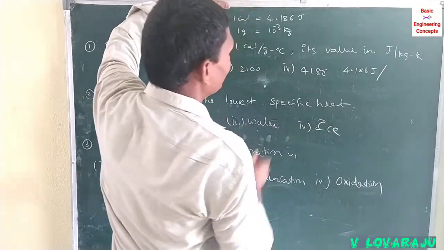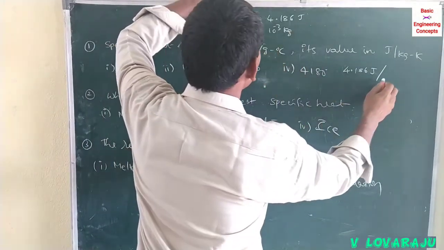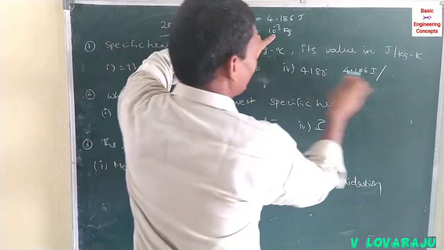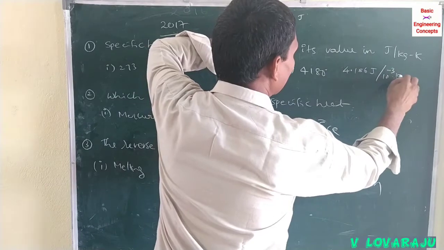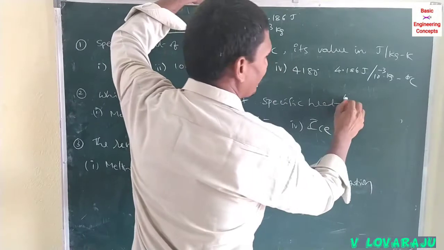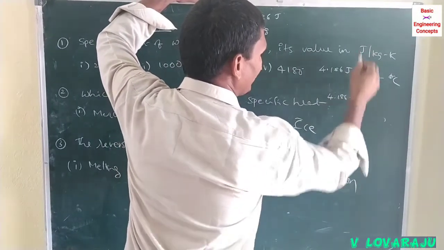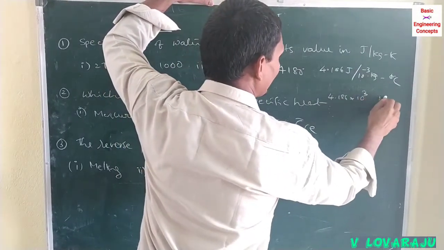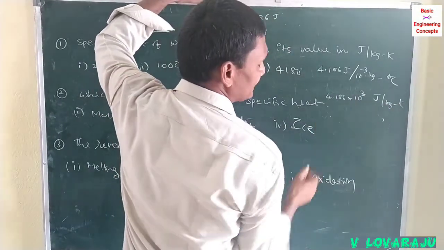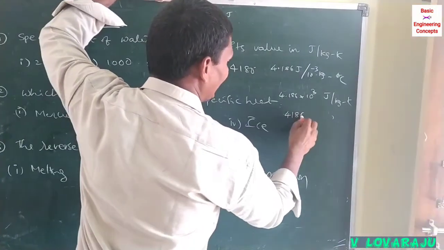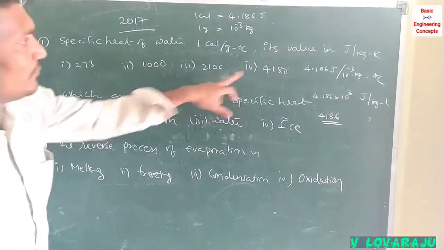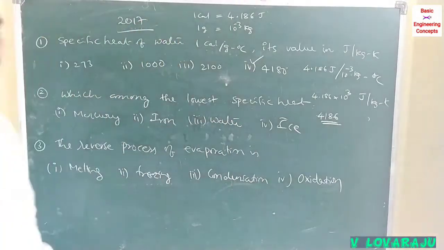1 calorie is replaced by 4.186 joule. Gram is converted into kg. 1 kg is approximately equivalent to 1000 grams, so 1 gram is equal to 10 power minus 3 kg. Kelvin and degree centigrade conversion. Therefore 4.186 into 10 power minus 3 in the numerator becomes 10 power plus 3 joule per kg Kelvin. Therefore 4.186 into 10 power 3 is equal to 4186. The approximate value is 4180. That's the fourth option, it is correct.